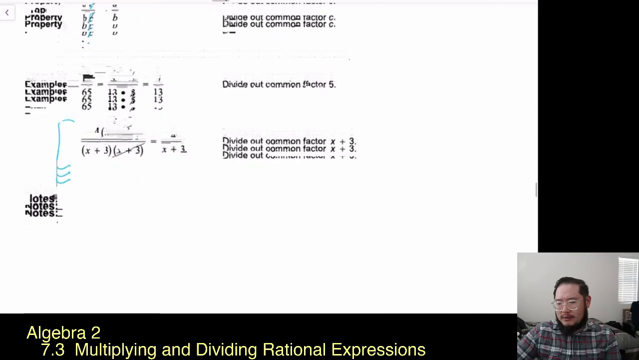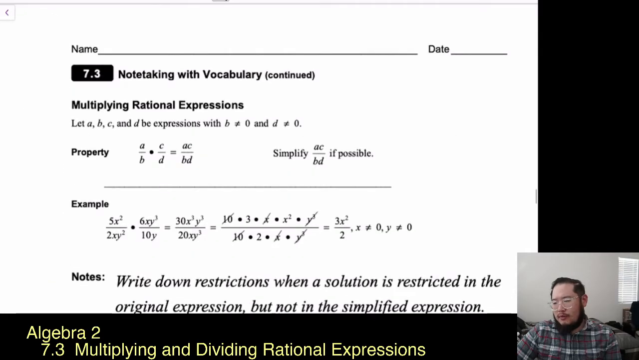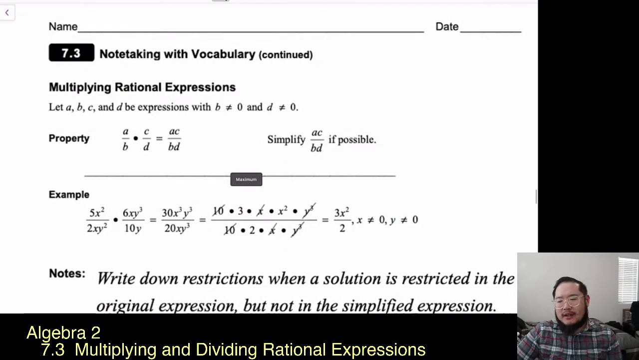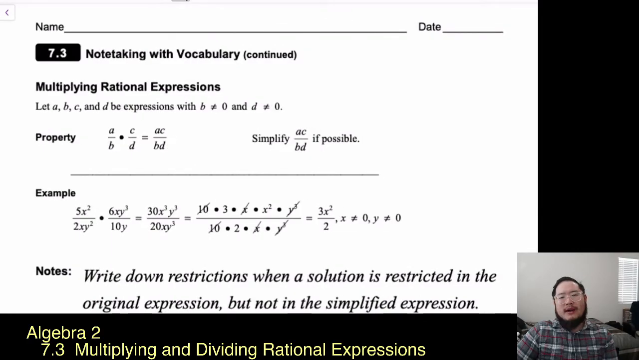Multiplying rational expressions right here. When it's multiplying fractions, you multiply straight across, and that's what you see in the property. Sometimes before you multiply, you can cross cancel, and that'll save you some trouble. But if the goal is to multiply by condensing, then that's what you're going to need to do.